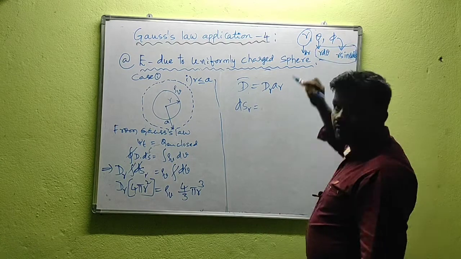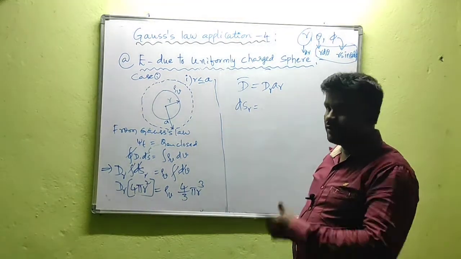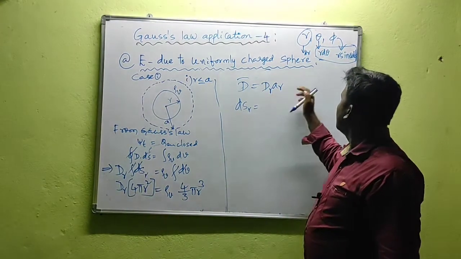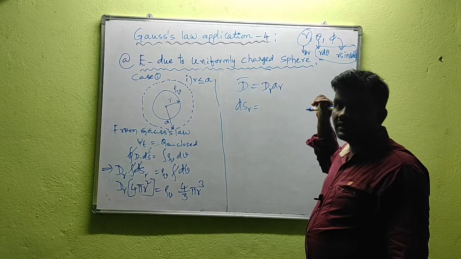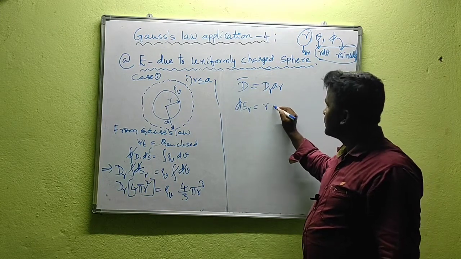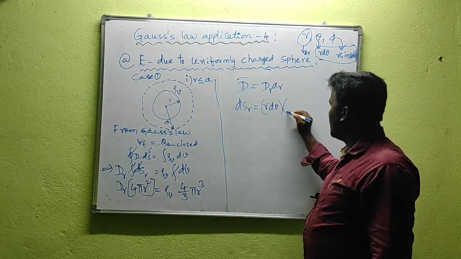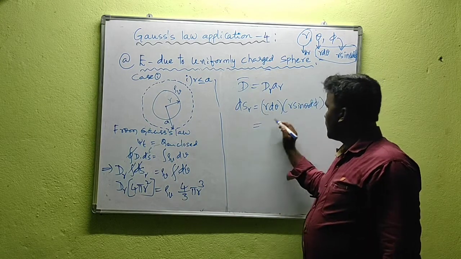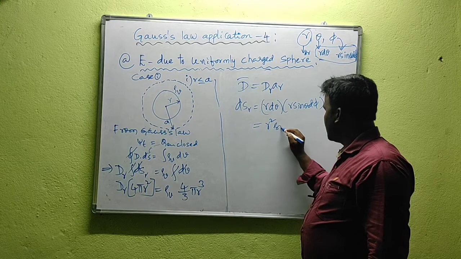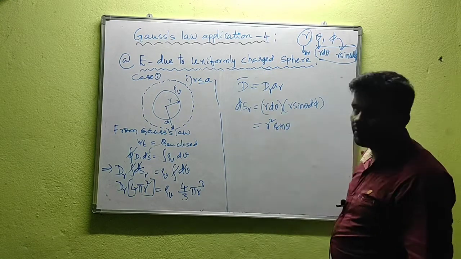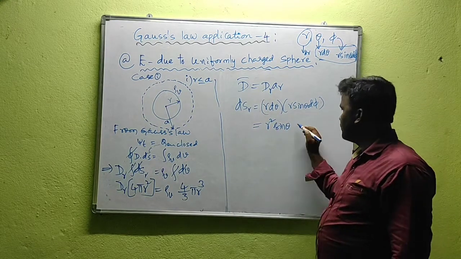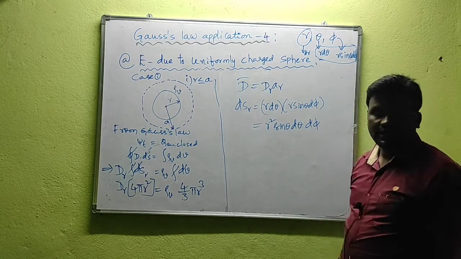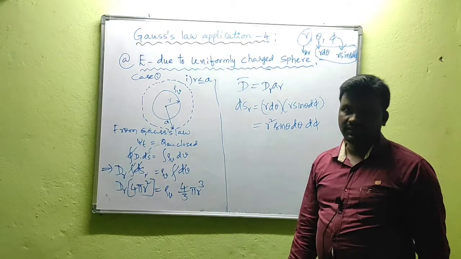Except for r, we need to multiply the remaining two, r d theta and r sin theta d phi. So that is r d theta into r sin theta into d phi. Then r into r gives r squared, and writing the theta component first, then the phi component: r squared sin theta d theta d phi. So this is dS_r.